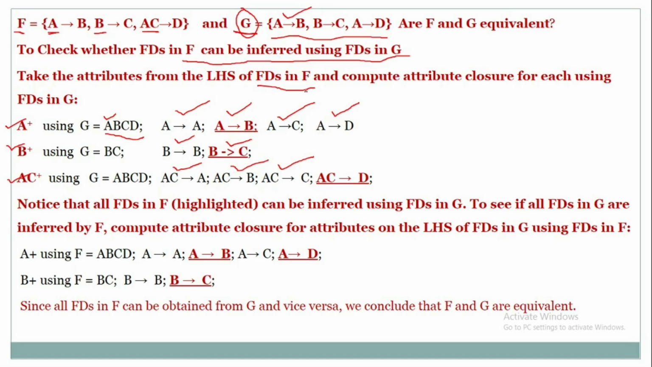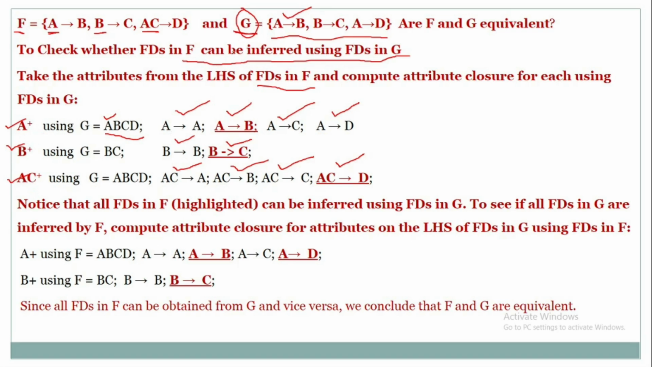Yes, again, I can say that AC determines B, and B determines C based on the transitive rule. I can say that AC determines C as well, and AC determines A and A determines D. So based on the transitive rule, I can say that AC determines D. Yes, so we have just got the closure of A, B, C based on the functional dependencies of G.